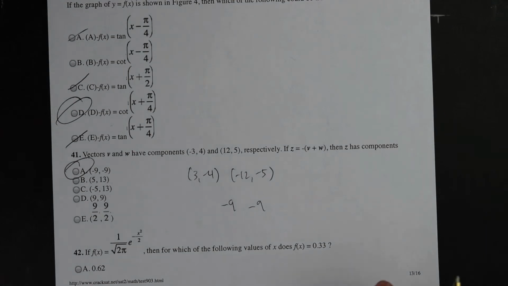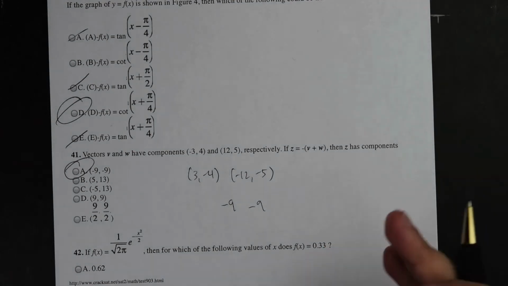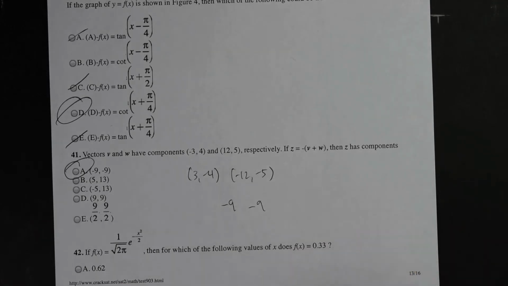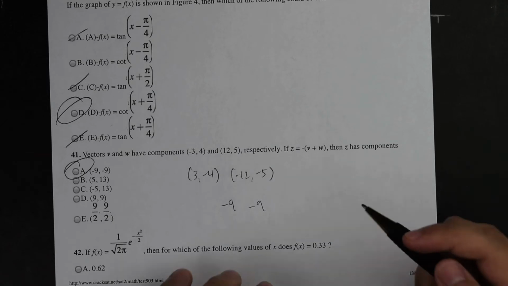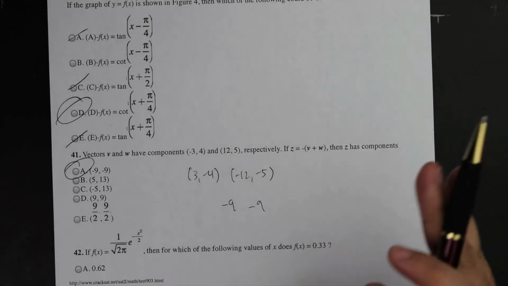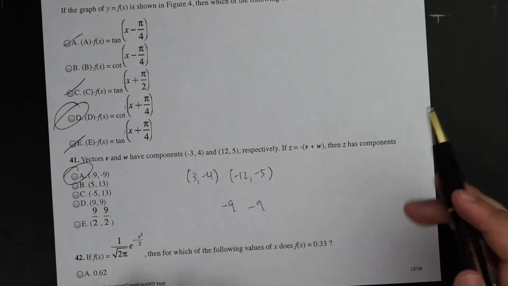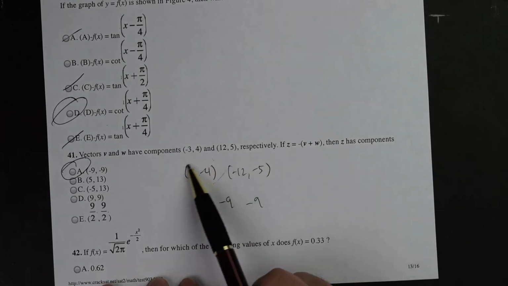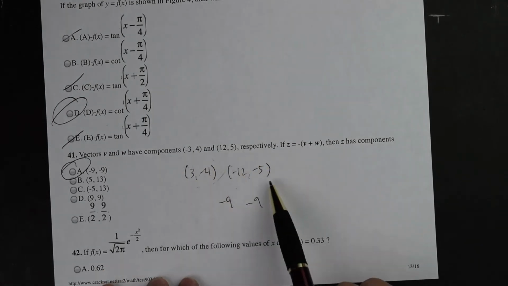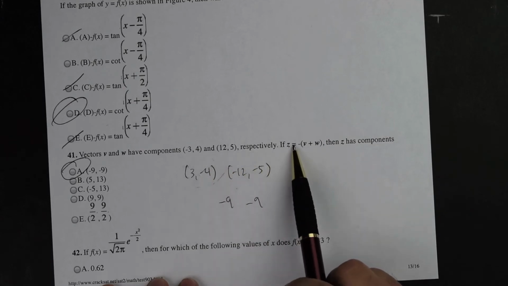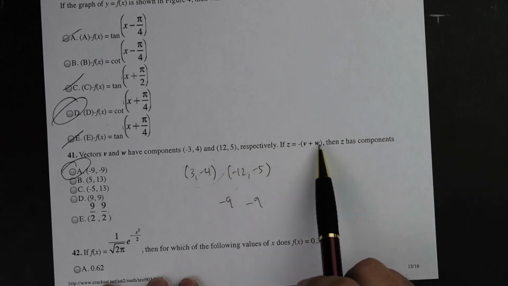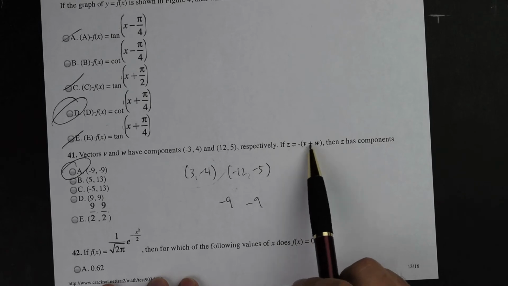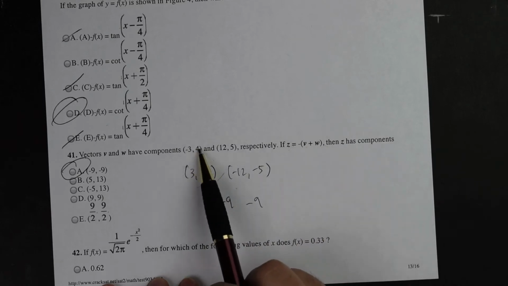So vectors is usually a concept based around lines that originate from the origin, and it talks about the distance, how far these lines will go. But for this question, it's actually a little bit simpler than just dealing with distances. What I did here, when I wrote 3, -4, and -12, -5, is that I understood that if z equals the negative of v plus w, this negative distributes to both the v and the w. And so vector v is this.